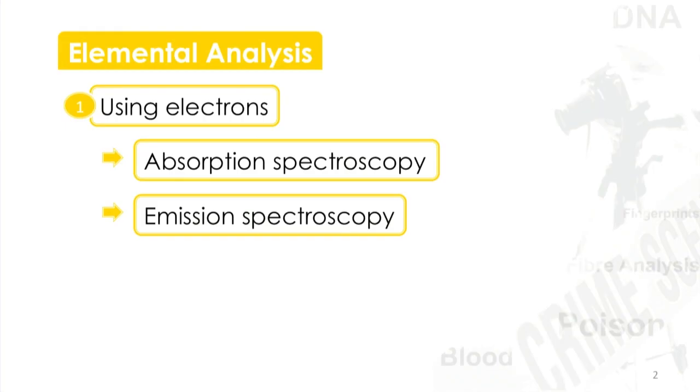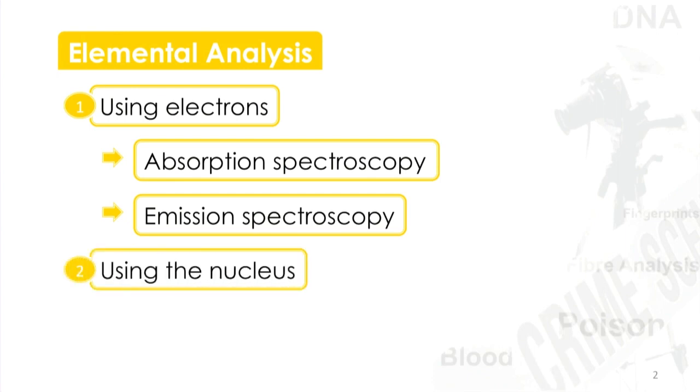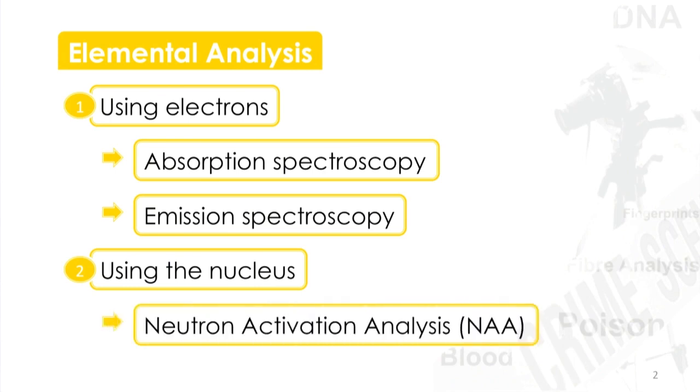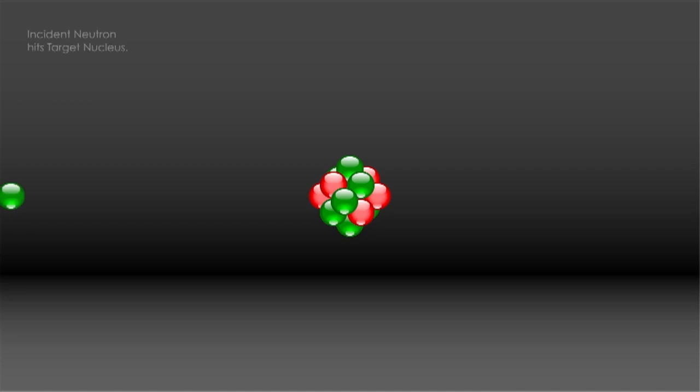It's not just the electrons of the atom that can be used for analysis. We can also use the nucleus of the atom. And this is the basis of a technique called neutron activation analysis. In this technique, we need to irradiate the sample with neutrons. The neutrons hit the nucleus of the atoms in the sample.